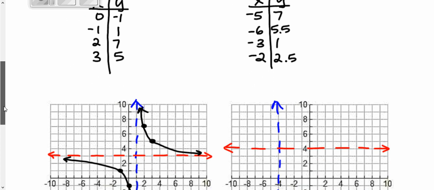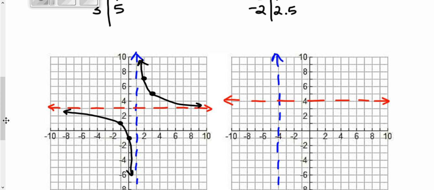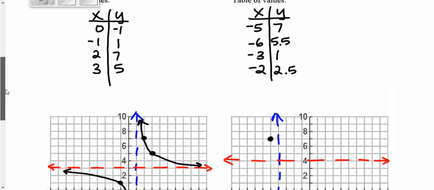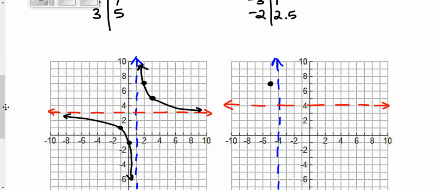All right, so starting with -5, 7. And then -6, 5.5. And then -3, 1. And -2, 2.5. And again, these graphs all have similar shapes, so we should know how to connect those points from there. If you wanted to plug in more points, you absolutely could, but you only need 2 to the left and 2 to the right. So that's graphing a rational function.